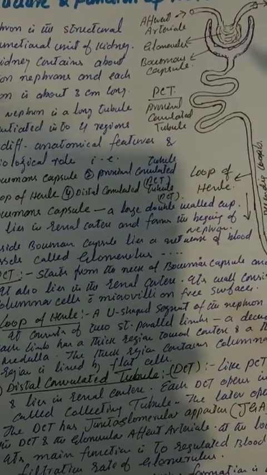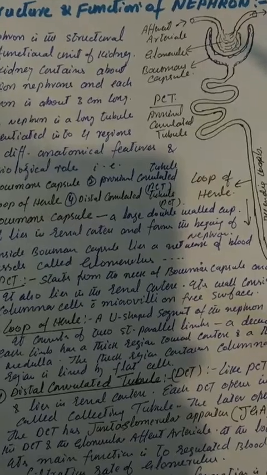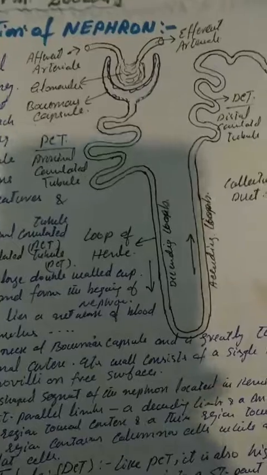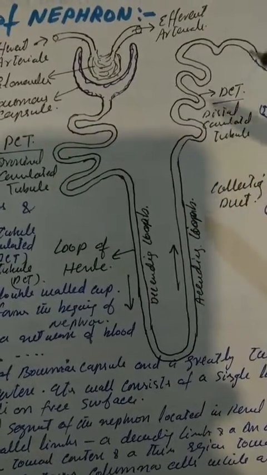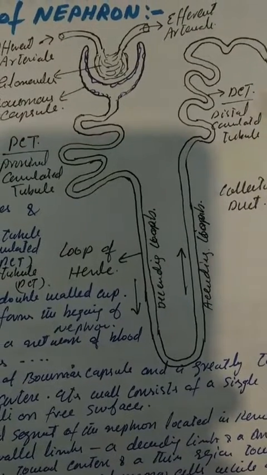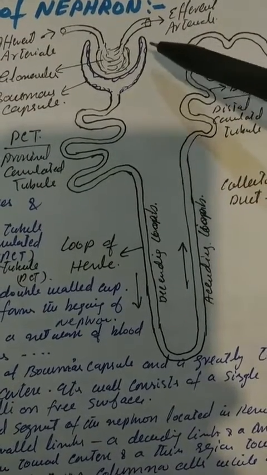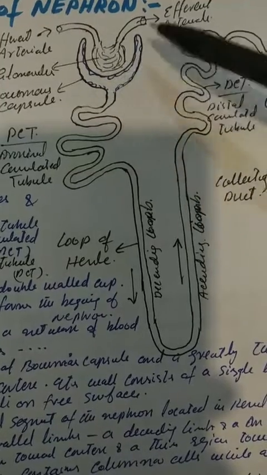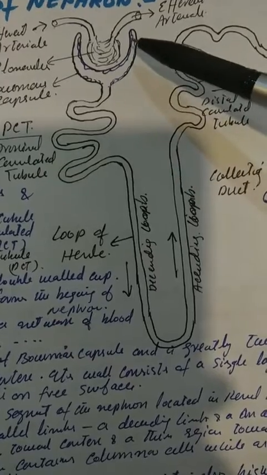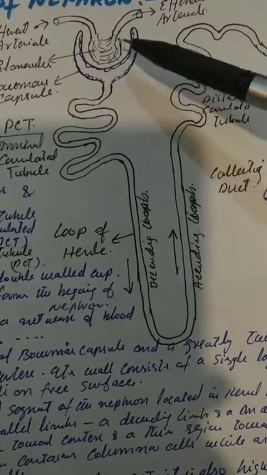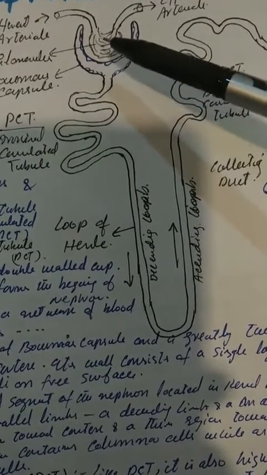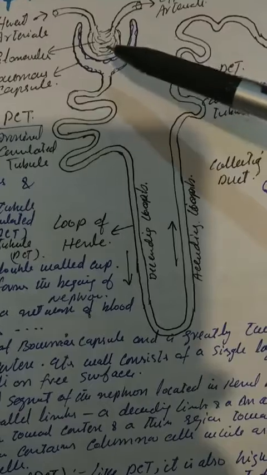So each nephron is a long tubule differentiated into 4 regions. As you can see in this sketch, the 4 regions of the nephron are: number first, a cup-shaped structure called the Bowman's capsule, which also contains the glomerulus, a network of blood vessels formed by the branching of afferent and efferent arteriole.